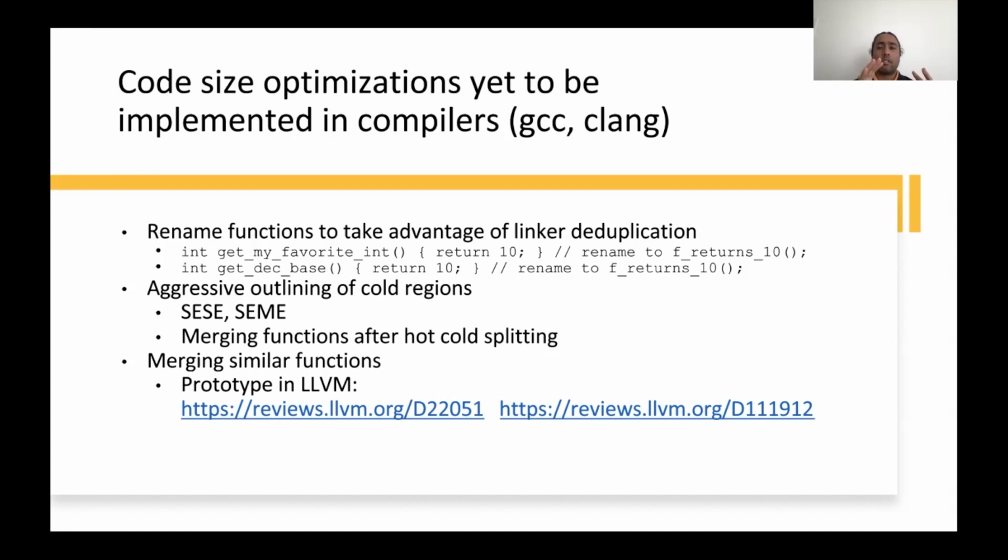The third one is merging of similar functions. I briefly hinted at this before. In GCC, I don't think there is any optimization like this.